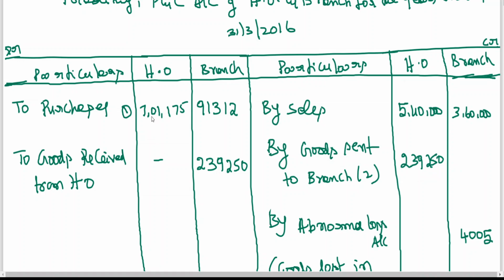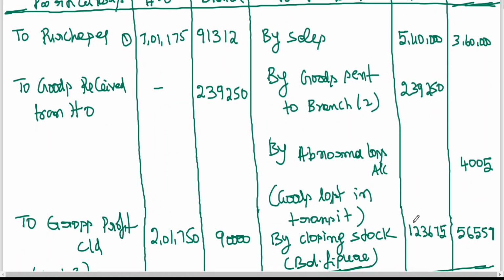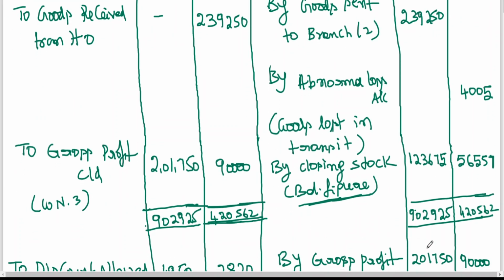So purchases 100, suppose 90 has been sent, 10 is in transit, then what happens? The purchases increase, goods sent decreases, which increases closing stock. So 1,23,675 includes goods still in transit, and since the branch has not received them, this closing stock includes goods in transit also. One more point you should remember: closing stock includes goods in transit. Clear to all of you?